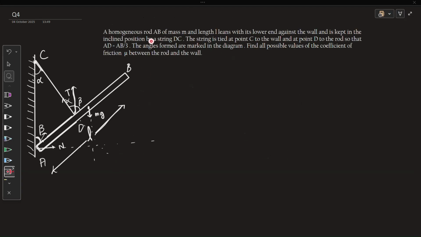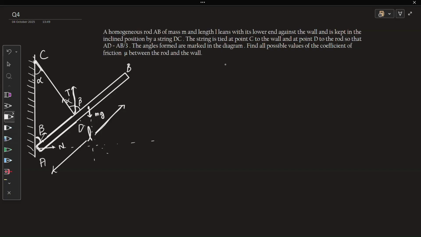Question number 4. A homogeneous rod AB of mass m and length L leans with its lower end against the wall and is kept in the inclined position by a string DC. The string is tied at point C to the wall and at point D to the rod so that AD equal to AB by 3. The angles formed are marked in the diagram. Find all possible values of coefficient of friction mu between the rod and the wall.